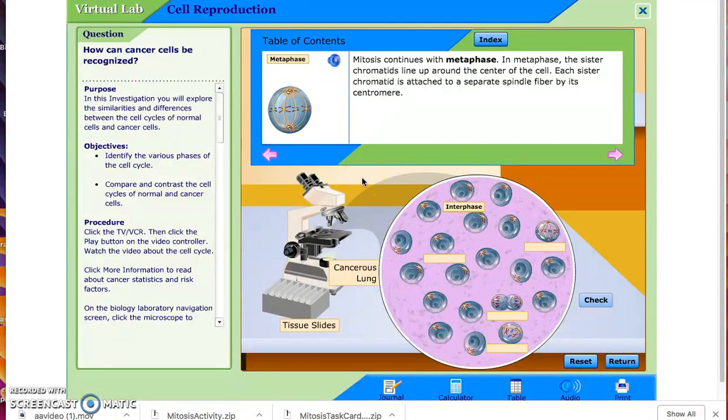Then you're going to be able to answer the question: the one that has the highest percentage of dividing cells is going to be the one that has the most aggressive growth. And that's how you do this virtual lab.